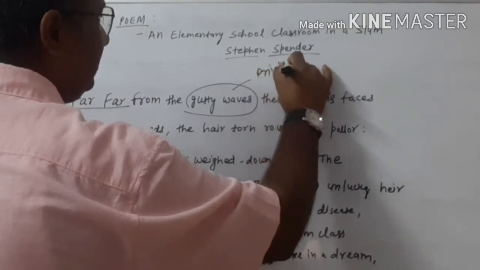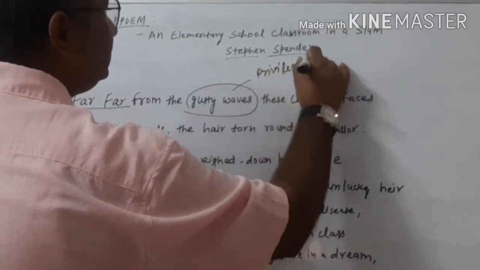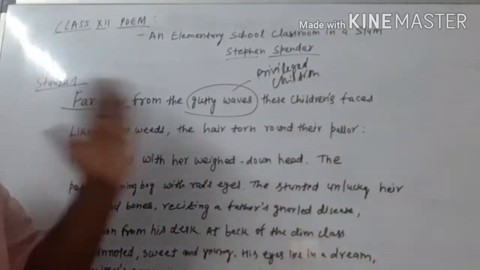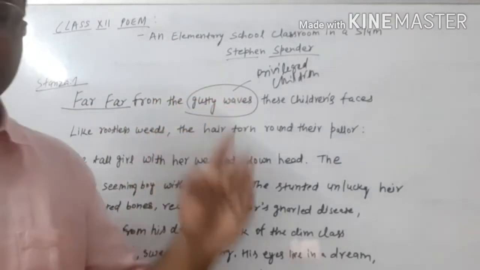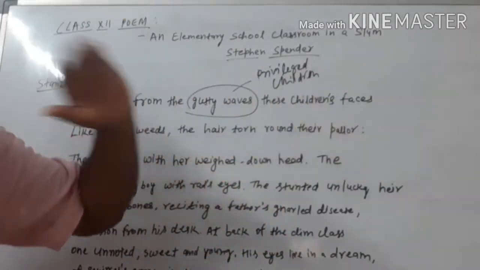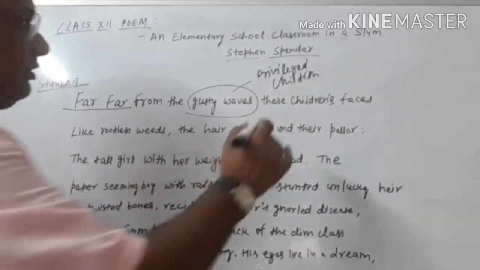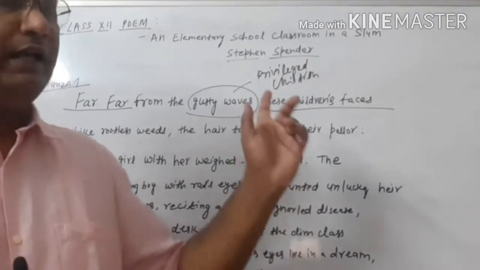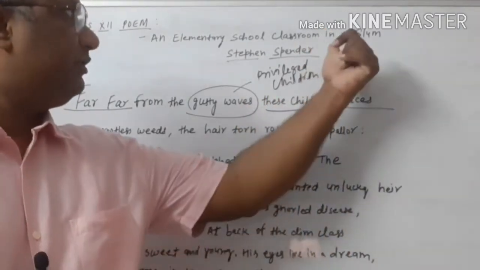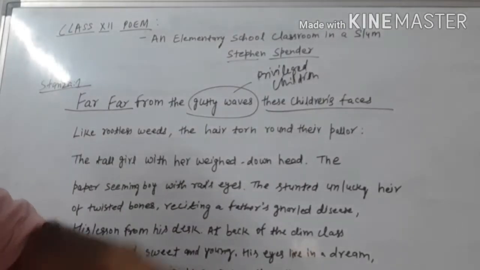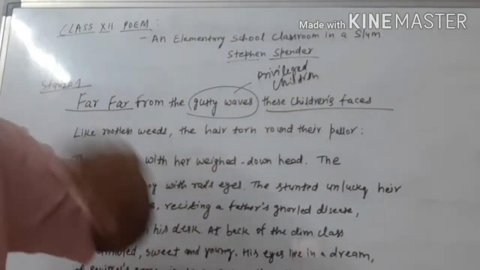So the poet is comparing. There is a comparison set between the children. Who are these children in this line? They are the poor children living in the slum, who are underprivileged, and gusty waves are the privileged children.